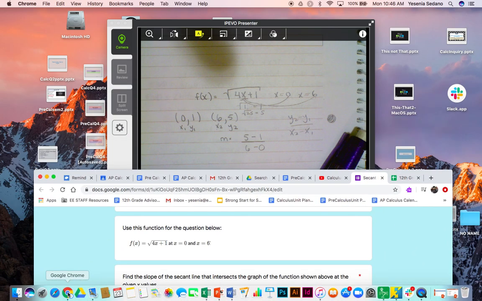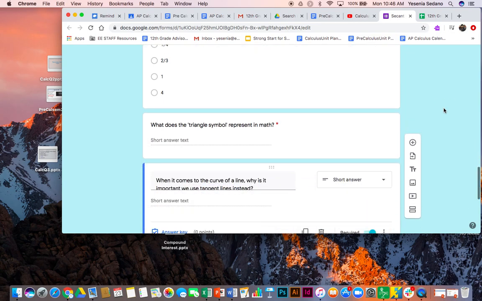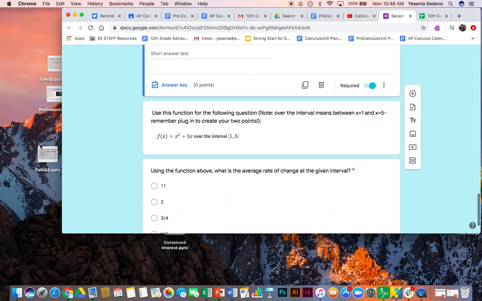Let me go ahead and get you started on the next question, which is this one. It says use the function for the following question, and I also added in the note right here. It says note over the interval means. See how it says this weird bracket notation? That basically means the same thing as saying between x = 1 and x = 5. Now that's just the way they write it in textbooks and things like that. It's just interval notation, something to get used to. But this is going to be the same idea.